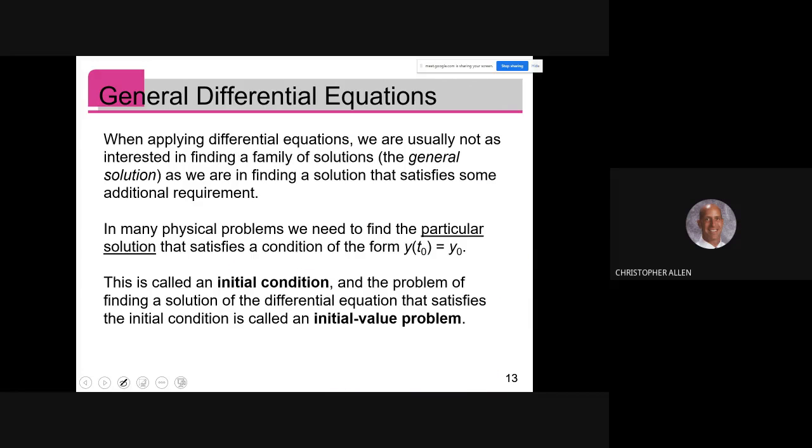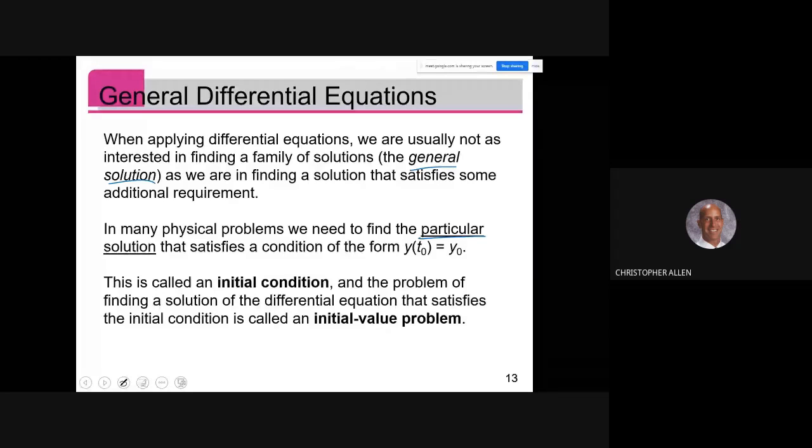All right, when applying differential equations, we're usually not as interested in finding the family of solutions, which is what I call the general solutions, as we are in finding one particular solution that satisfies some additional requirements. In many physical problems, we need to find, and the words you'll hear me say are, particular solutions. In fact, you heard me mention that in the warm-up.